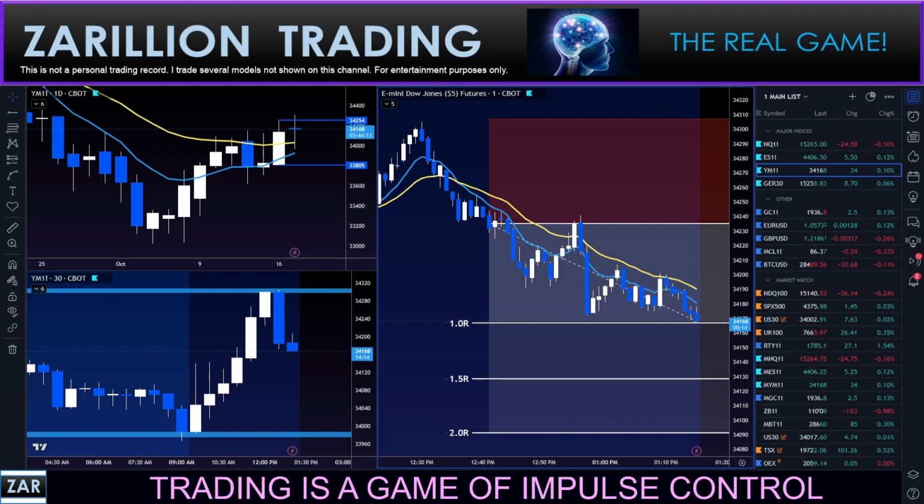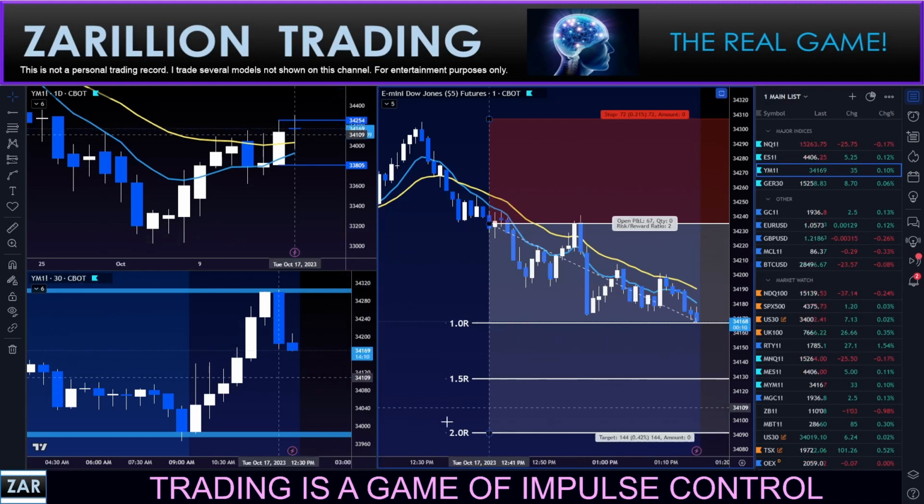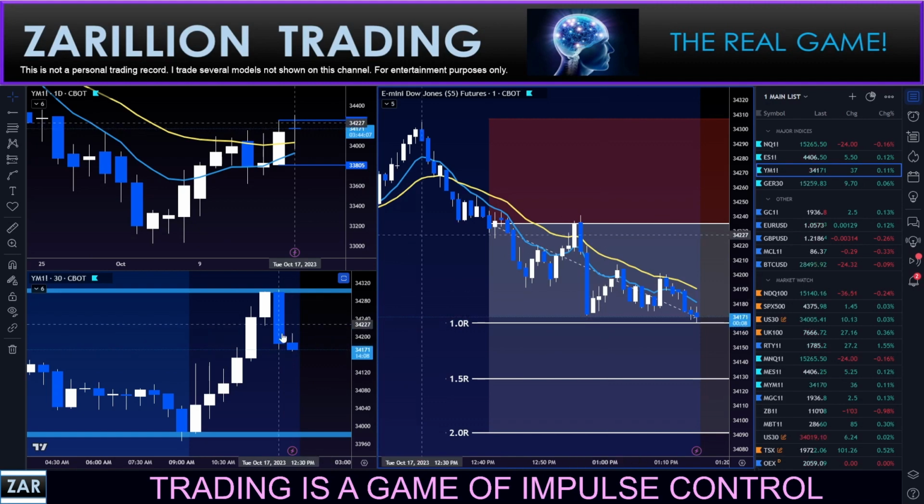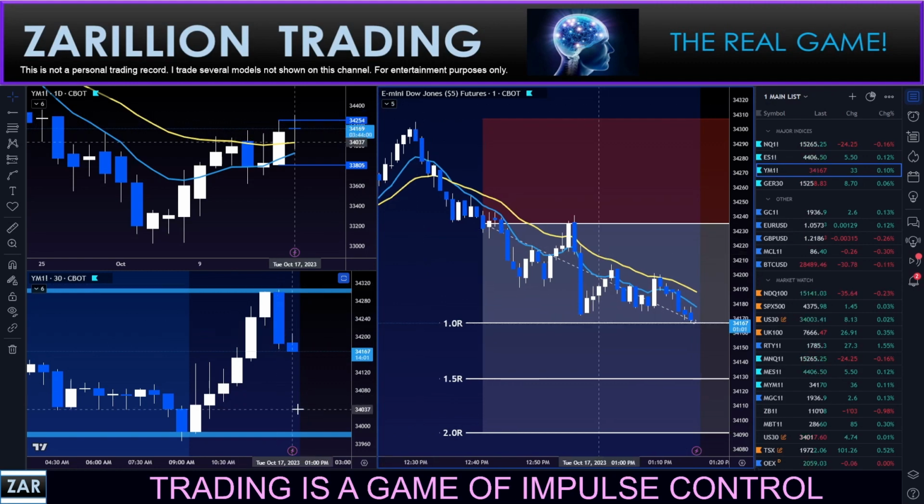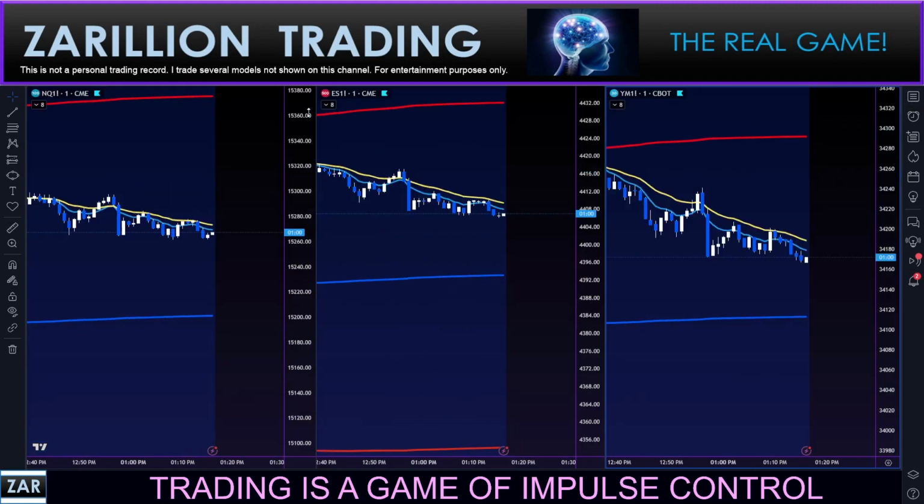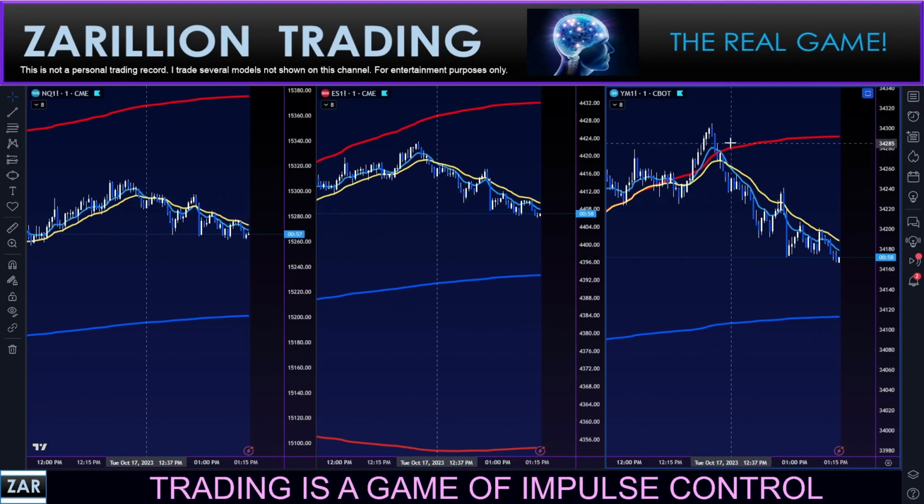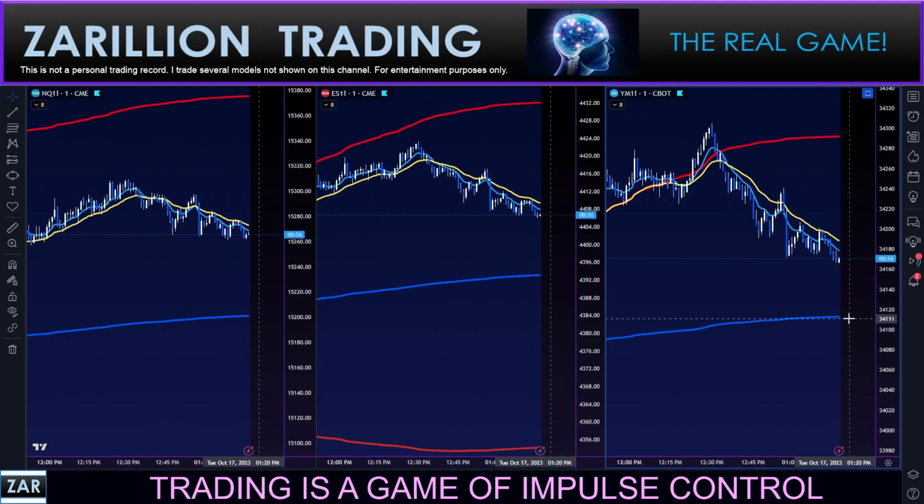And target 1 has been hit. You can see we finally ground our way down here, and of course we've just also broken the prior candle low here on the 30-minute chart. That's what you want to see for this zone reversal to continue and the VWAP reversion to continue. Again, the basis for this trade, there's the VWAP reversion making its way back down.